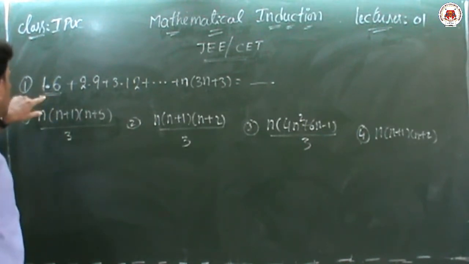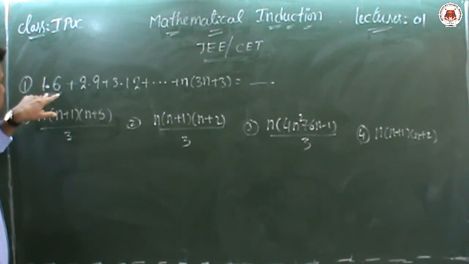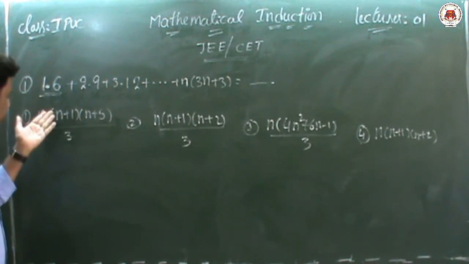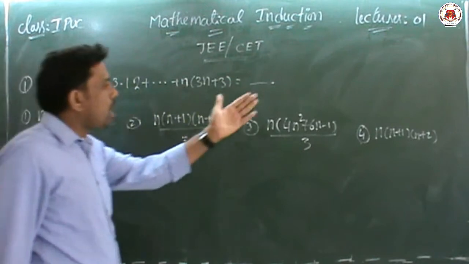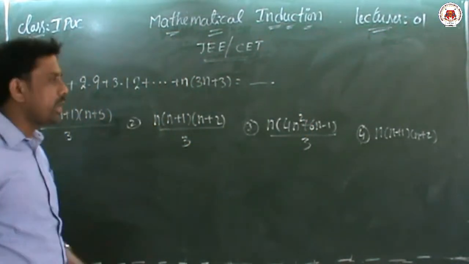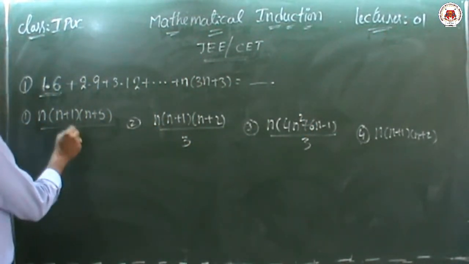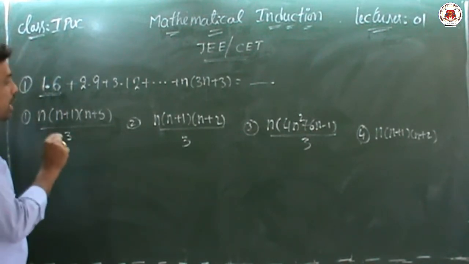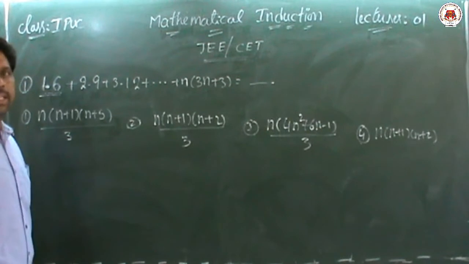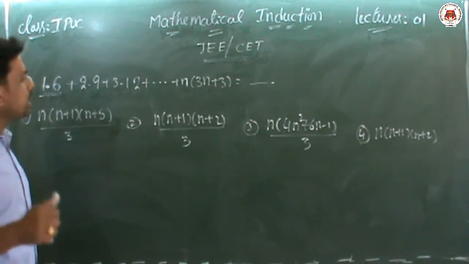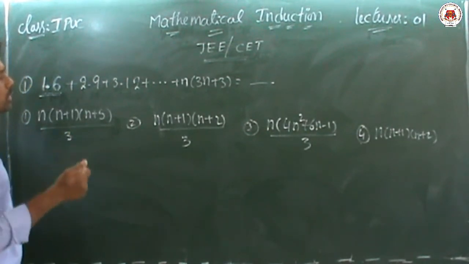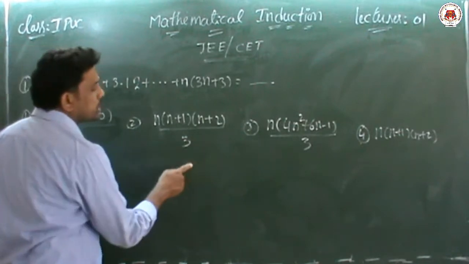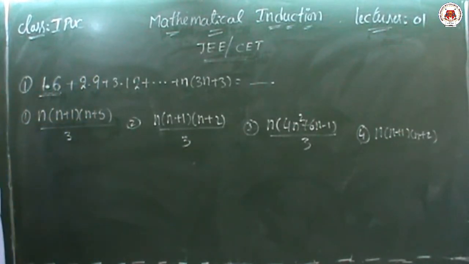Now here, 1 into 6 means 6. My dear children, you substitute n equal to 1 in these four options. If you get the answer 6, because the first term 1 into 6 means 6, then that is the correct option. Suppose if for n equal to 1 these three options also give the same thing, then you go for n equal to 2.